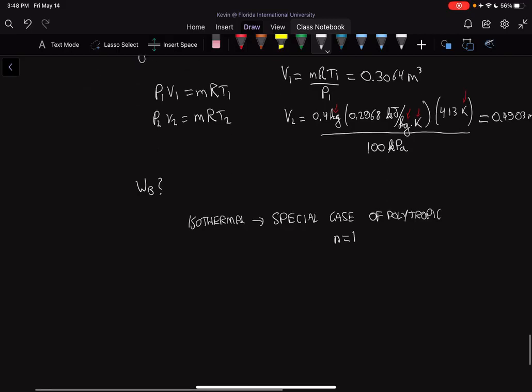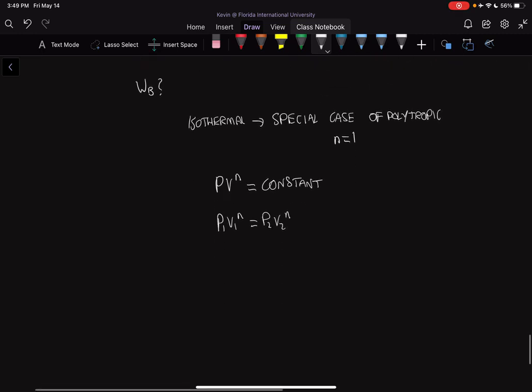So let's look at the polytropic equation, and let's write just PV, not P1V1. So PV to the n is equal to a constant. That's our polytropic, and we're told that this isothermal is a special case of the polytropic. But let's try and understand why. So we can also write that P1V1 to the n is equal to P2V2 to the n. We know that from our polytropic rule.